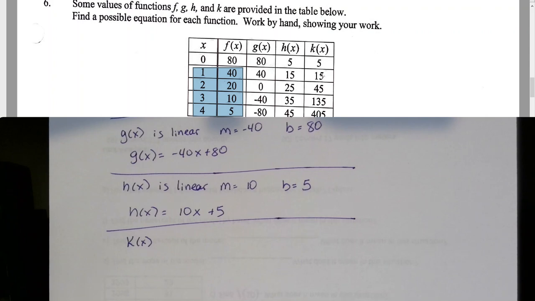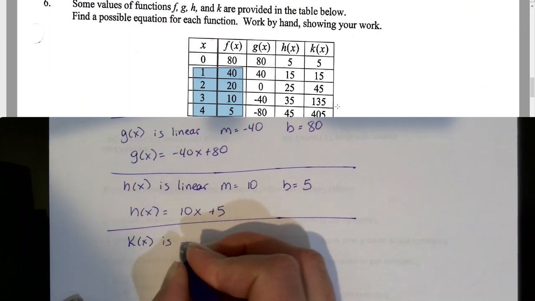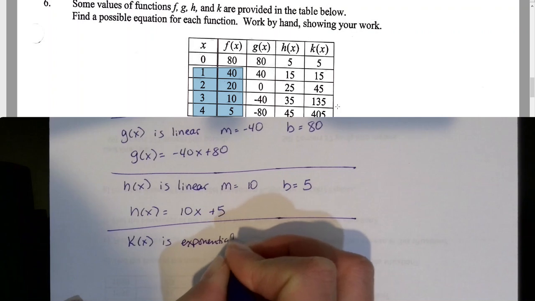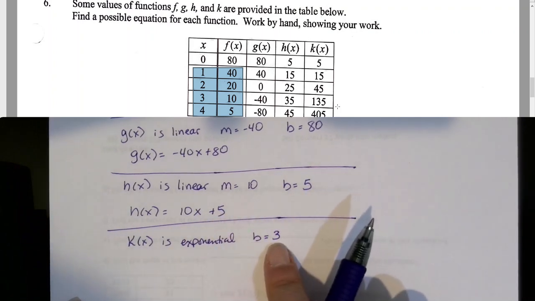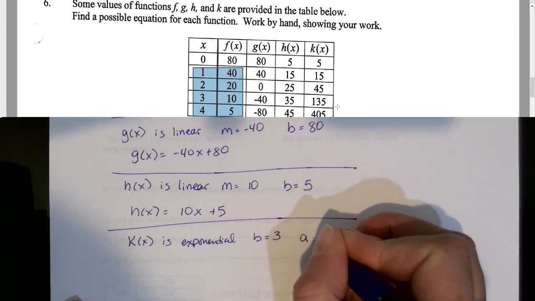This is multiplicative change, so this is exponential, with the base of 3, that's our multiplicative increase, and the a value, which is the y-intercept for our exponential, of 5. So our function for k of x, a times b to the x, is going to be 5 times 3 to the x.